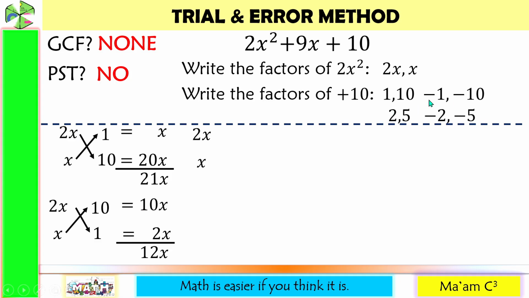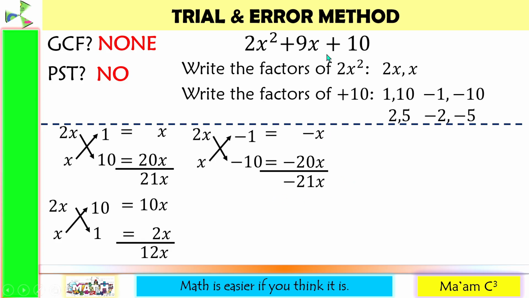I'll have now negative 1, negative 10. Cross multiplication, x times negative 1 is negative x. 2x times negative 10 is negative 20x. I'll add this 2 and this is negative 21x. Still not the same as my middle term.